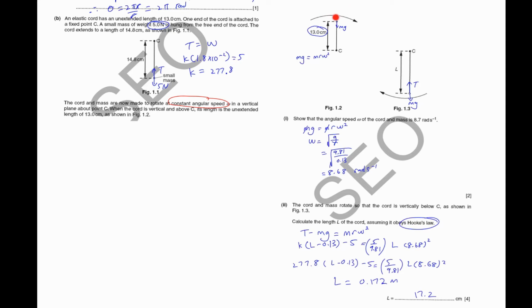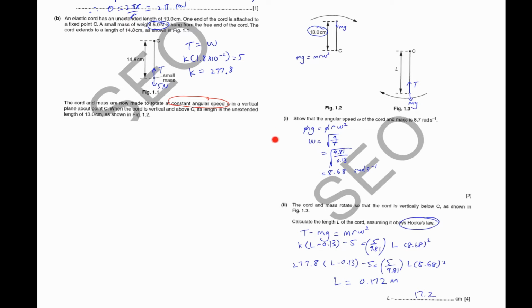So what are the forces acting on the stone at the highest point? Definitely there's a weight. But my question is, is there a tension? Normally your tension will be pulling the mass down. But in this case, is there tension or not? No. Why? Because the length is 13 centimeters, which is equivalent to its unextended length. So there's no extension, meaning no tension. So this one is quite straightforward. In other words, the only force acting on the mass is the weight. Therefore, that becomes your resultant force. So your weight is your resultant force. It causes the circular motion.